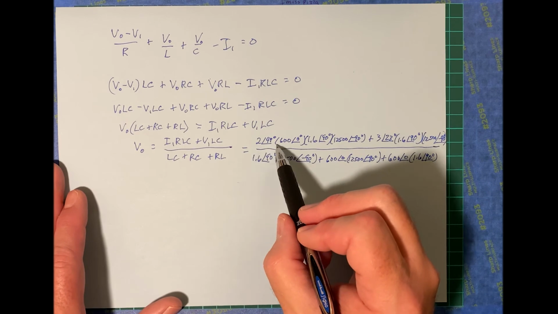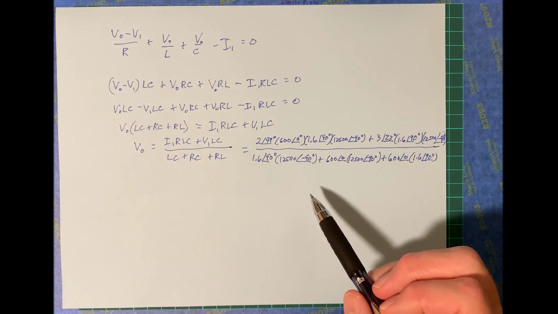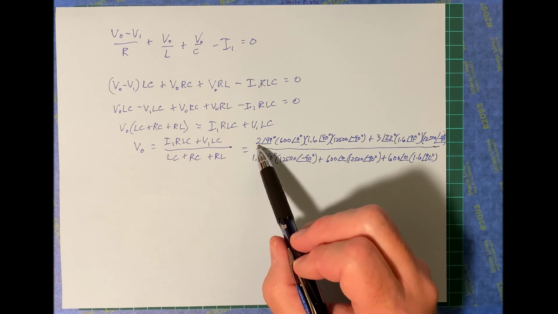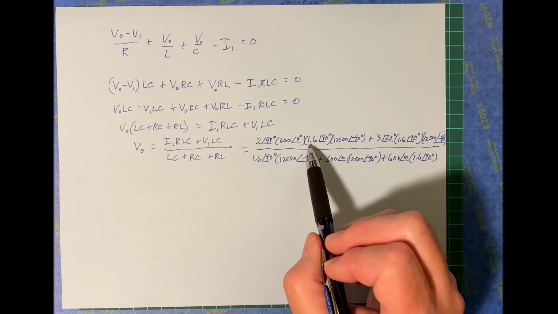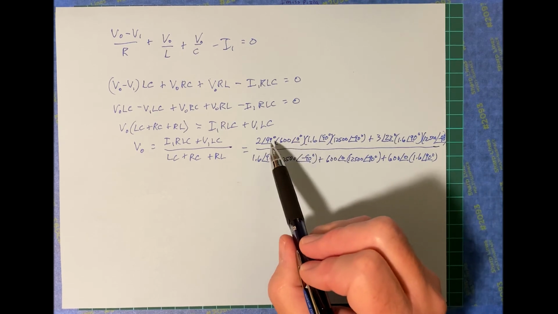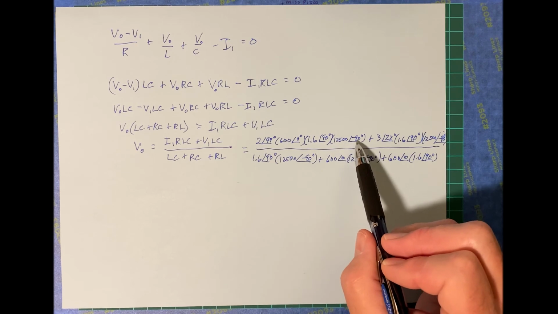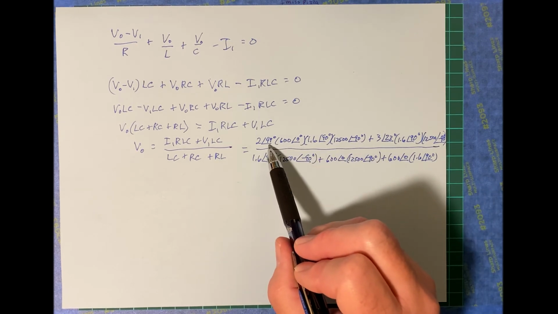You need to do the multiplications here. And remember the way that this works: you take the amplitudes and multiply them together, and the angles are added. So it's going to be 49 plus 0 plus 90 minus 90, and it's going to end up just being 49 degrees.